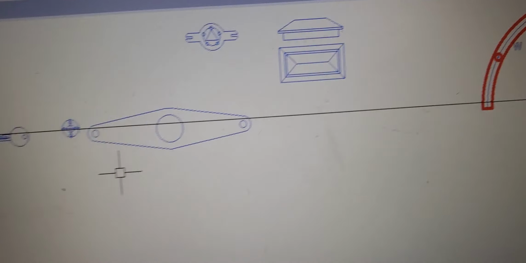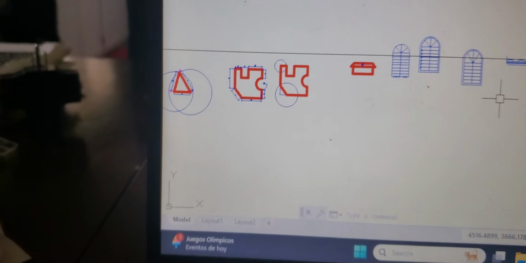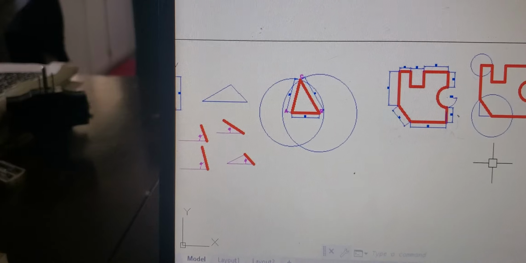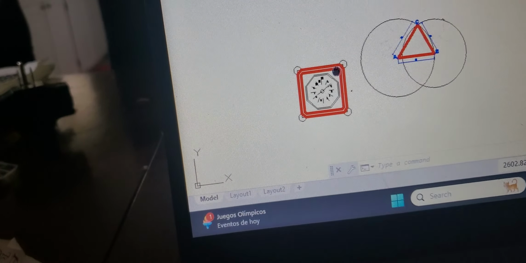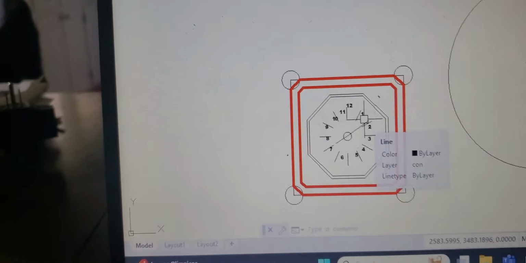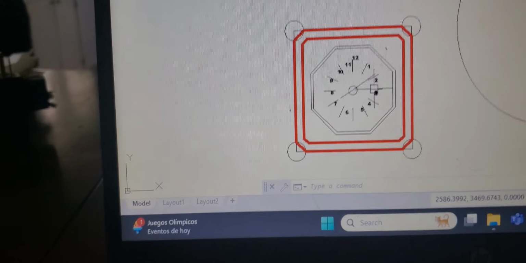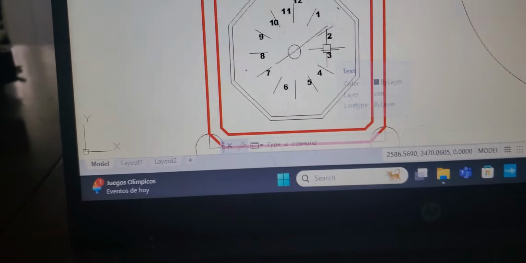Some of these are drawings taken from the Master AutoCAD textbook. These as well. This is taken from a video. He drew this from a video. These are done by him on his own.